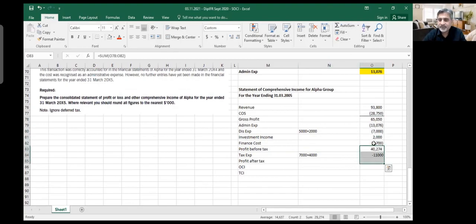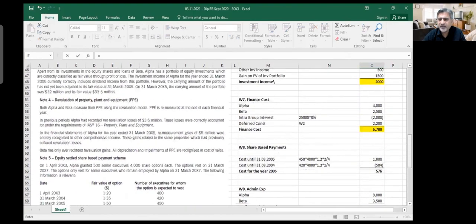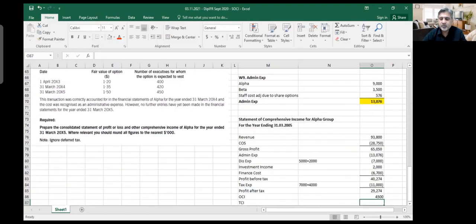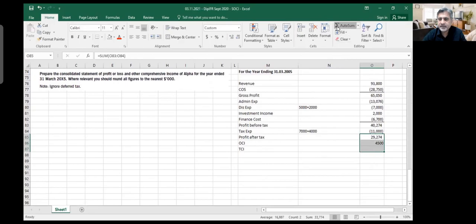So profit after tax. You've got any comments? Please make. OCI. What goes to OCI? Remember, adjustment to OCI was how much? 4,500 we did before. This 4,500 after taking some part into, because 35 we already took into cost of sale. So 4,500, and my TCI will be 33,743. Now, who sold goods? To whom the goods were sold? Parent sold goods to the subsidiary.